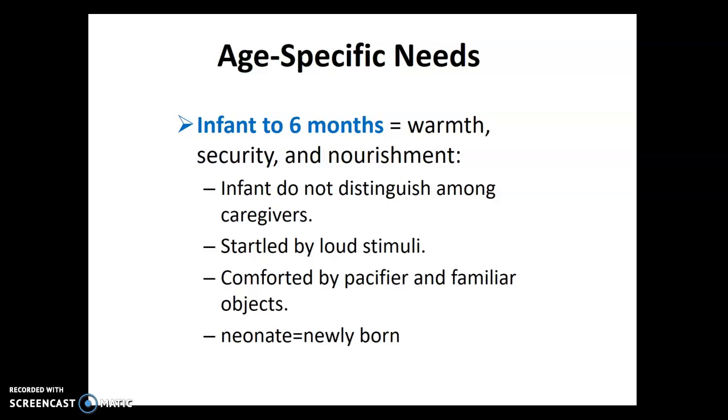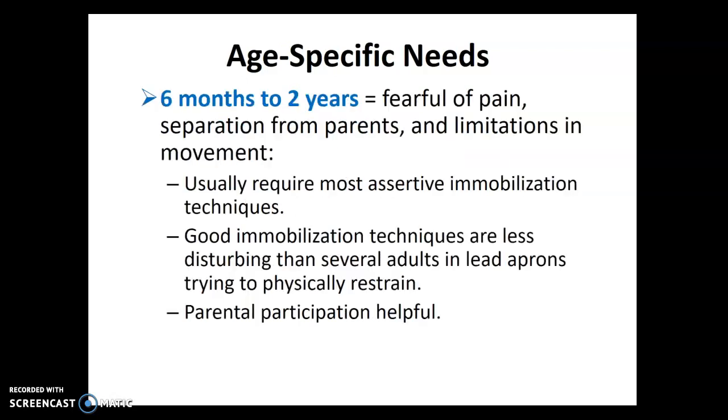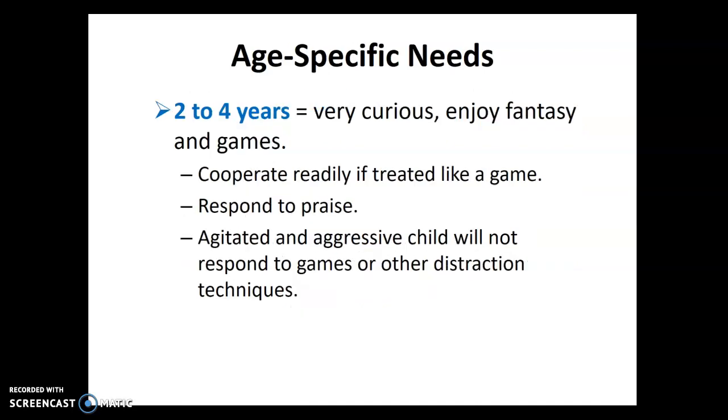I always ask my parents, do you have a pacifier that they like, a familiar object? Do they have a toy that you want to bring onto the table with you just in case? I like to be ready for anything. So if they start screaming, if you have the pacifier or the lovey or whatever it is ready, it's good to have. 6 months to 2 years, they're fearful of pain. They fear being separated from the parents. They do not like to be held still. They want their legs and their arms moving, right? They want to be sort of all over the place. So be prepared for that.